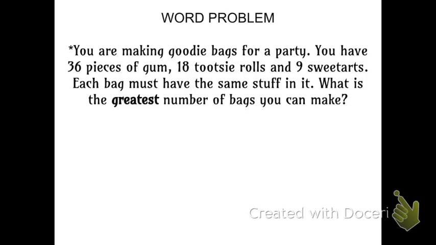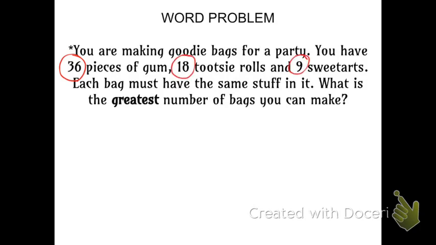It says, you are making goodie bags for a party. You have 36 pieces of candy, 18 and 9. Okay. Each bag must have the same stuff in it. What is the greatest number of bags you can make? Okay, so first, let's circle the important numbers. Because sometimes there are numbers that are not important, but pretty much I think those three numbers are going to be important. So let's circle them. So circle 36, 18, and 9.